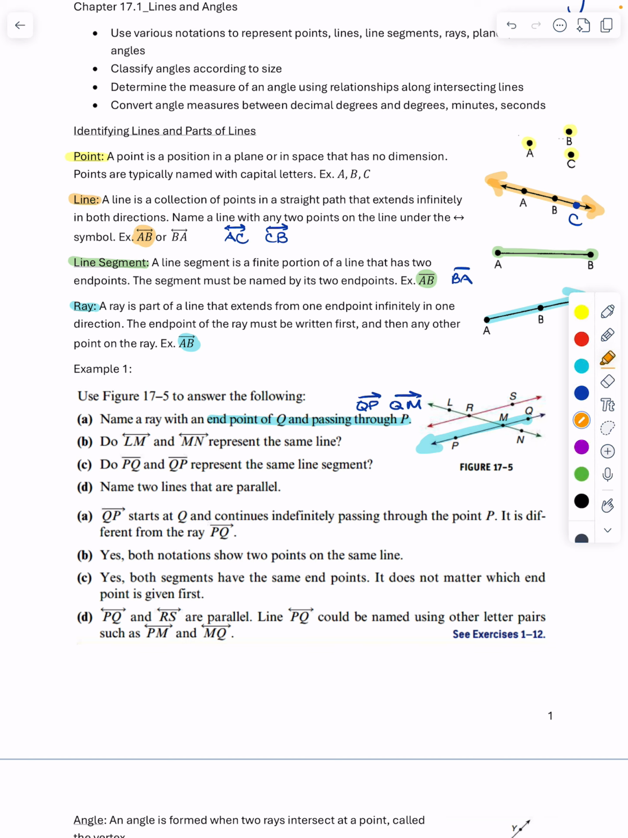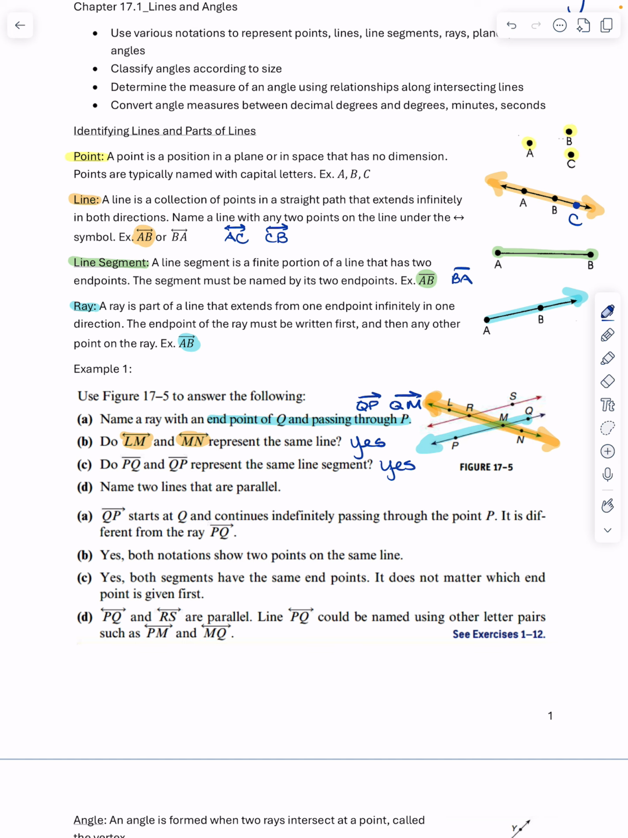Okay. Next question. Do LM and MN represent the same line? So here's LM, right? It's a line. We are not starting and stopping. Here's MN, same line. So that one's a yes. Do PQ and QP represent the same line segment? That is also a yes. We've just reversed the endpoints. That's okay.